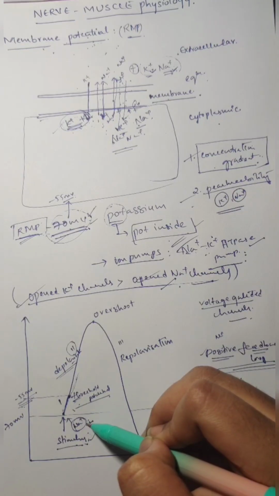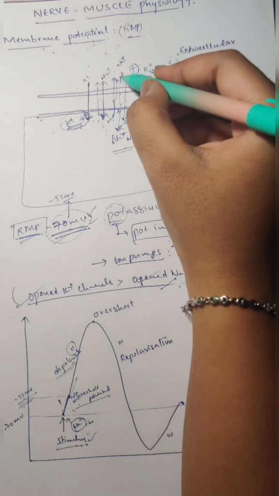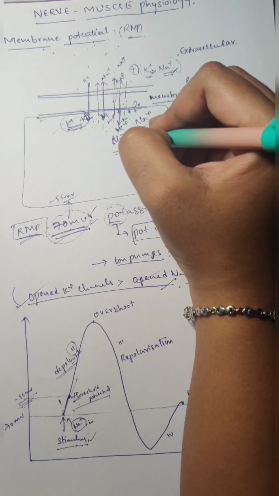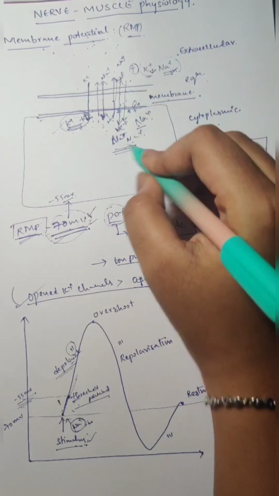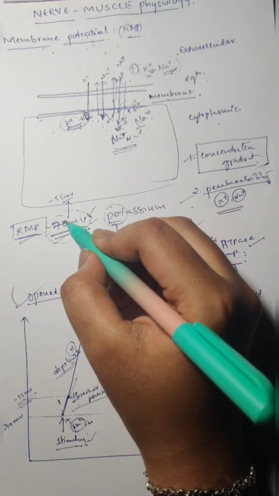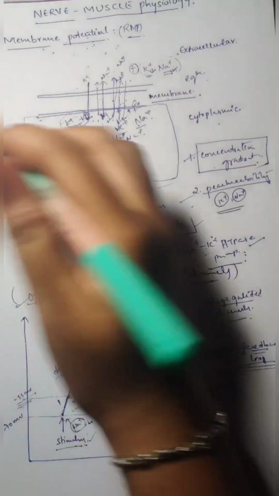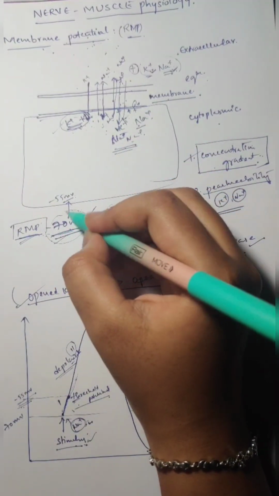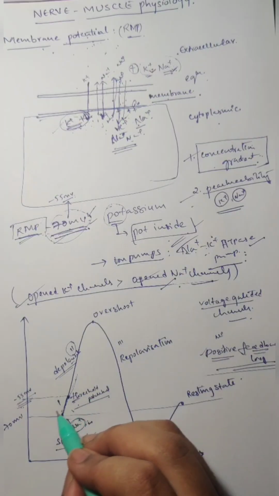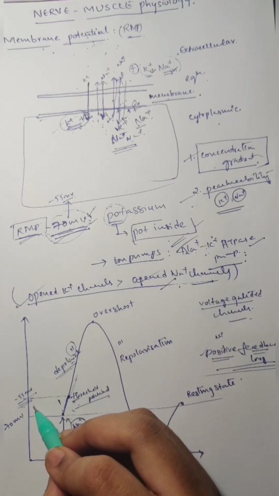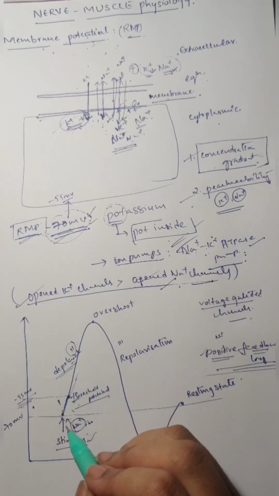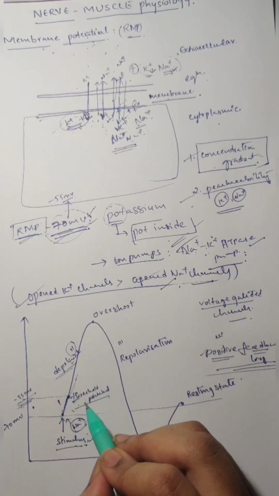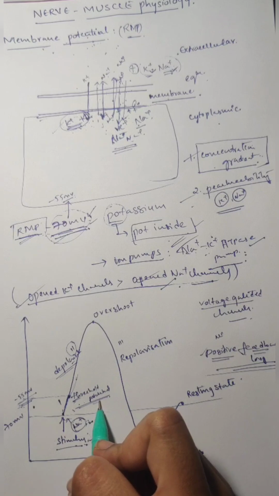What happens when the sodium channels open? More sodium comes inside. So the potential rises to something less negative, from minus 70 to minus 55 millivolts. Why is it rising? Because more positive ions are coming inside, so the negative potential is reduced to less negative, that is minus 55. Why is this minus 55 called the threshold potential of the neuron?